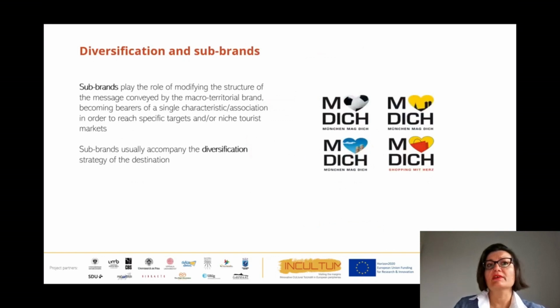Since a destination, due to the variety and maturity, is often able to direct its offer to different market targets, the branding strategy also follows this evolution by dedicating a sub-brand to each offer cluster. Sub-brands play the role of modifying the structure of the message conveyed by the macro-territorial brand, the master brand, becoming bearers of a single characteristic or association in order to reach specific targets and/or niche tourist markets. This is the case of München in Germany, in the declination of its logo into 4 different sub-brands corresponding to 4 different types of visit experience of the city.